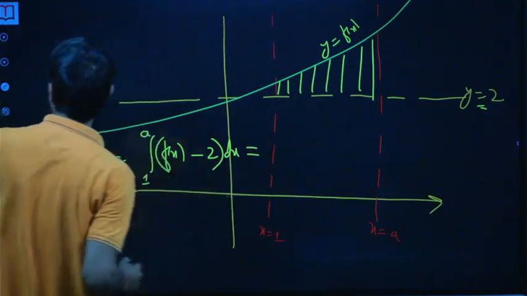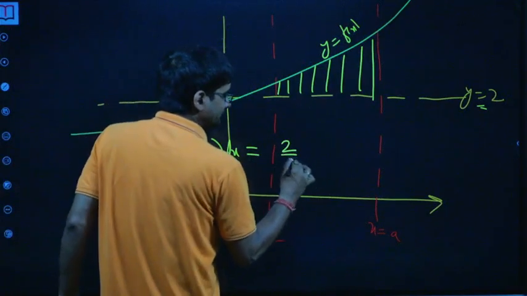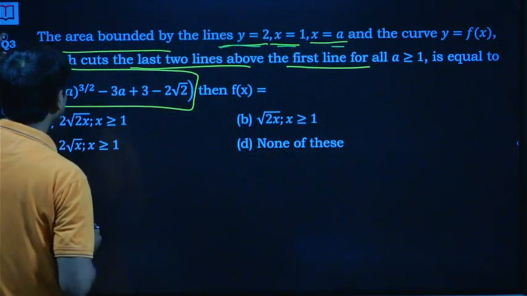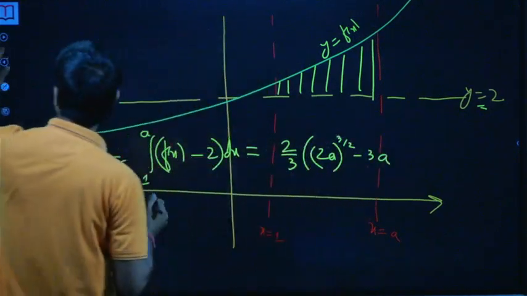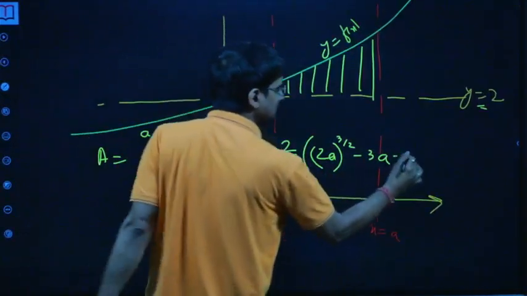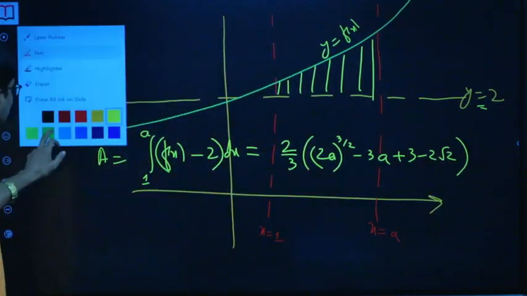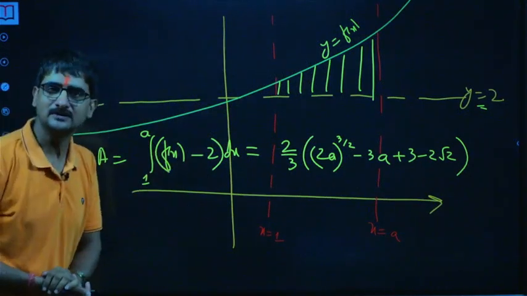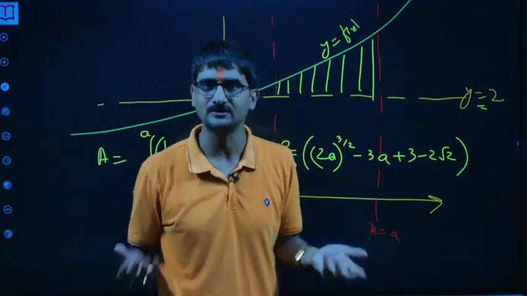Now this is given to be equal to 2 by 3 times, 2a raised to the power, so let me quickly write it, 3 by 2 minus 3a and then plus 3 minus 2 root 2. Fine. Now we have to find f of x. How? On both the sides you have a function of a. So use Leibniz rule of differentiation for definite integral. We all know it, isn't that?